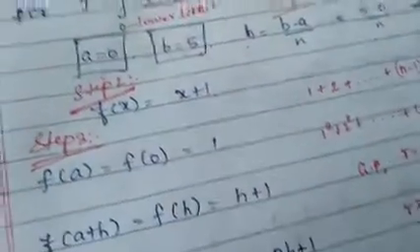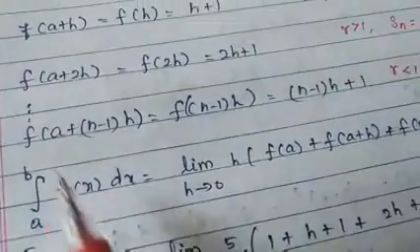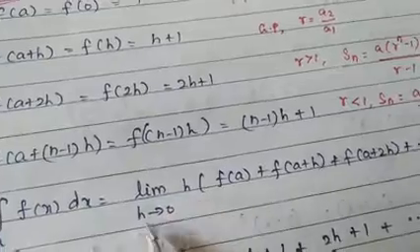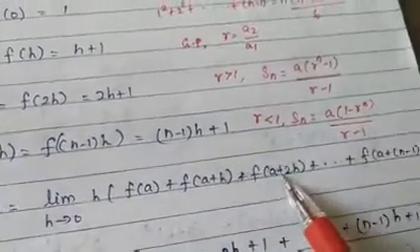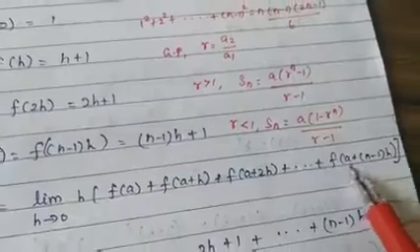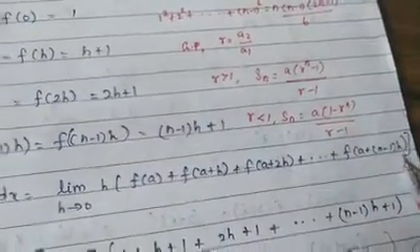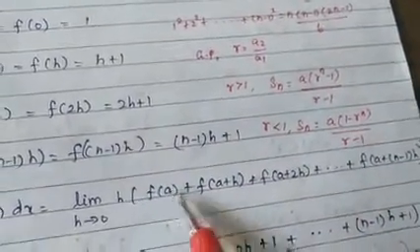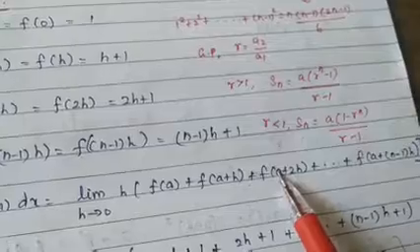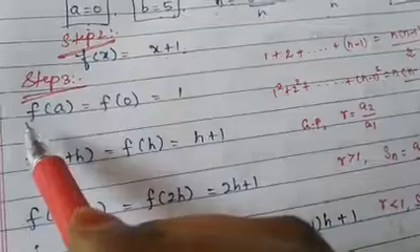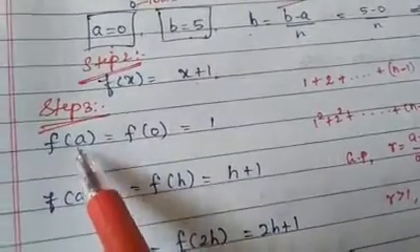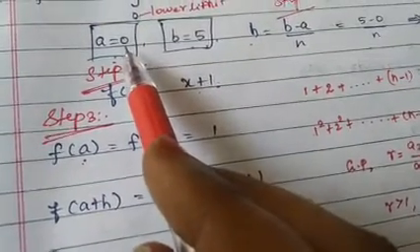according to the formula, integral a to b f of x dx is equal to limit h tends to 0 of h into f of a plus f of a plus h plus f of a plus 2h up to f of a plus n minus 1 into h. According to this formula, we need f of a plus h, f of a plus 2h and up to f of a plus n minus 1 into h. That's what we are going to find. And f of a, first write f of a. What is the value of a? Don't forget to substitute the value of a.